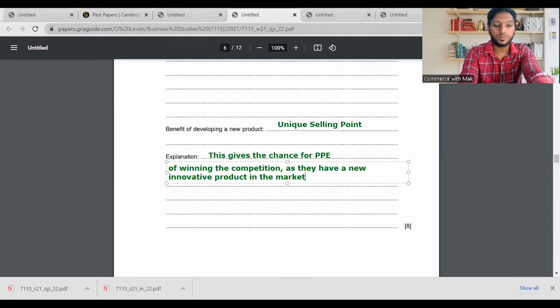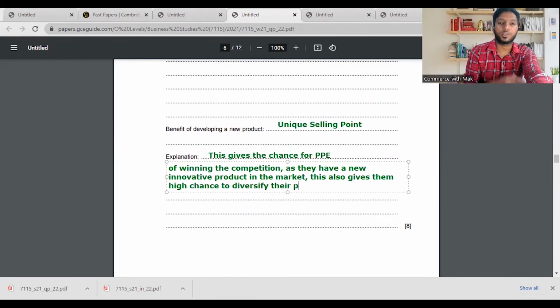This also gives them a high chance to diversify their products. Diversify means they have different products on the market. They don't only produce one product, so they can produce a lot of products. Diversify their products.